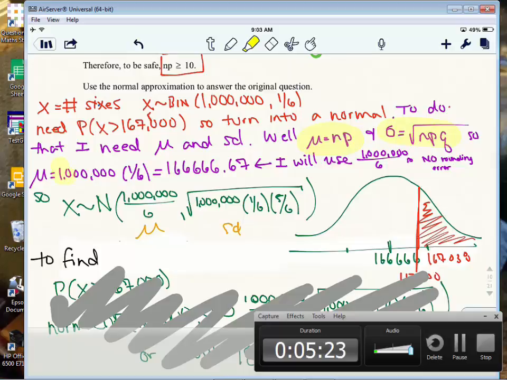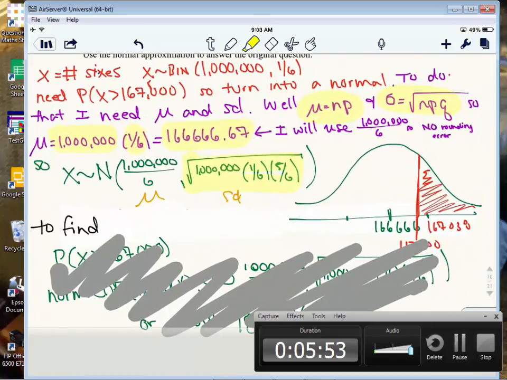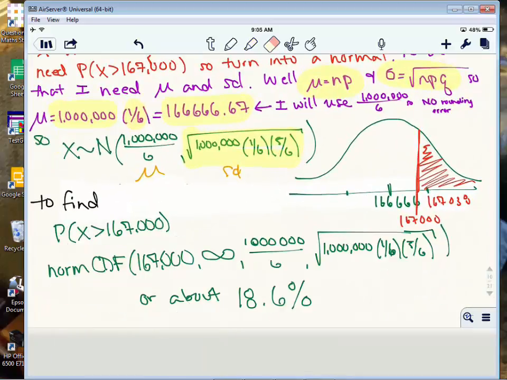So I'm going to do 1,000,000 trials with a 1/6 chance of success. That's my average. I'm going to use 1,000,000 divided by 6 in my calculator, so there's no rounding error. And I'm also going to just type this directly into my calculator, that's the square root of npq, so there's no rounding error. And then just like with the normal curve, I draw my picture. So you should have had this written down.